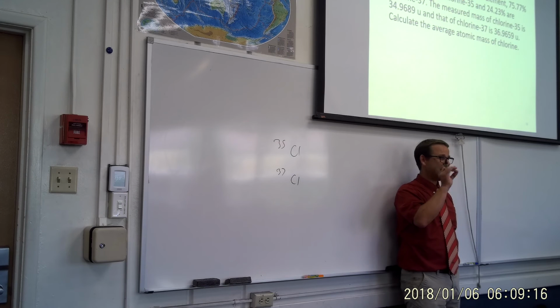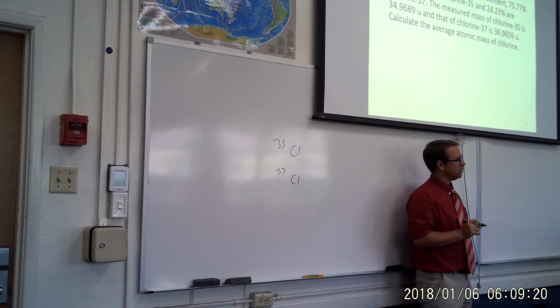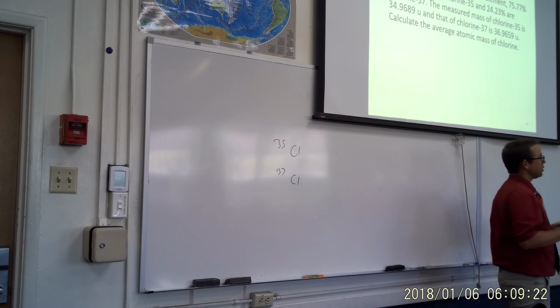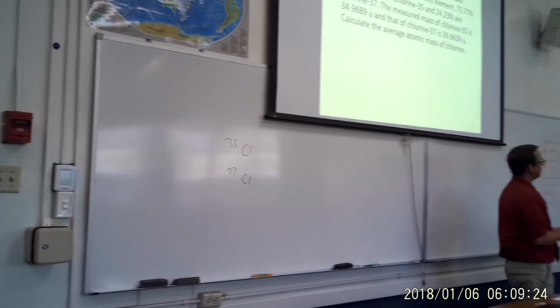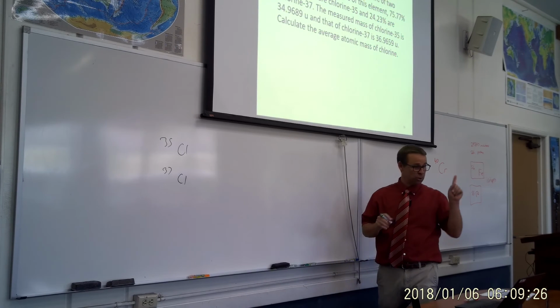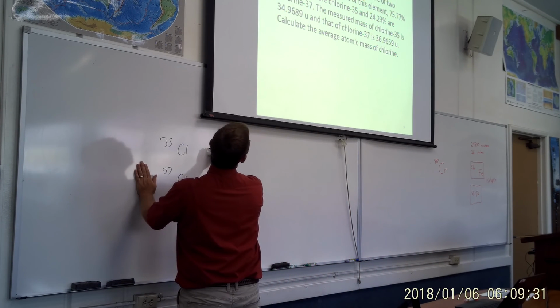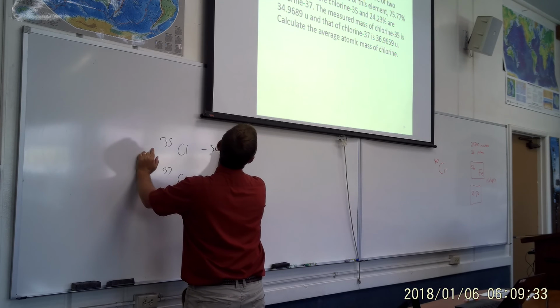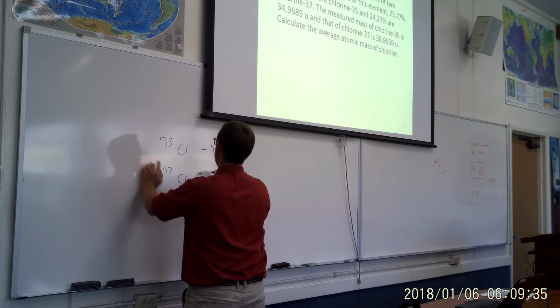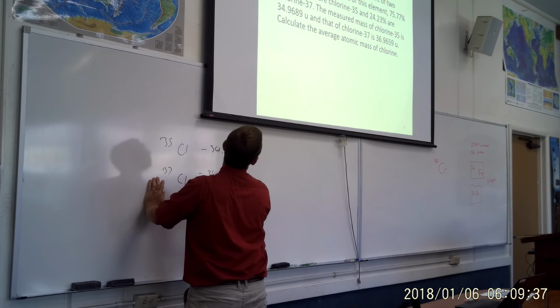So these aren't exactly 35 and 37 because the masses that we're given are actually relative to hydrogen, where hydrogen is identified as a unit, one unit. So they're not exactly the same value, right? So the mass of this is 34.9689, and this one is 36.9659.